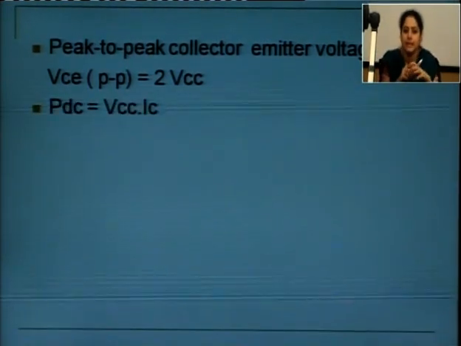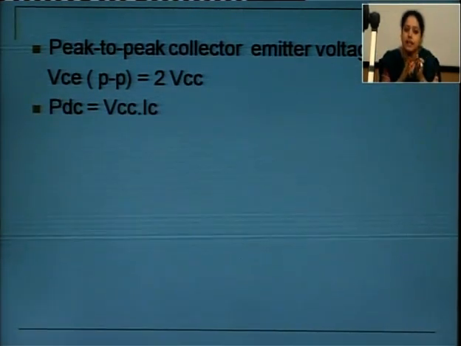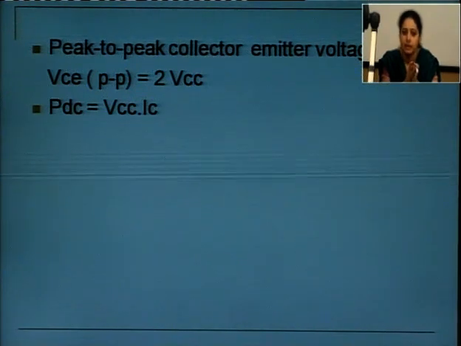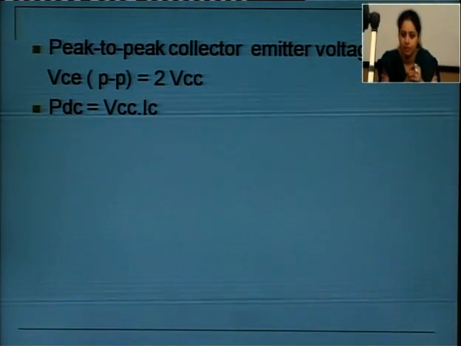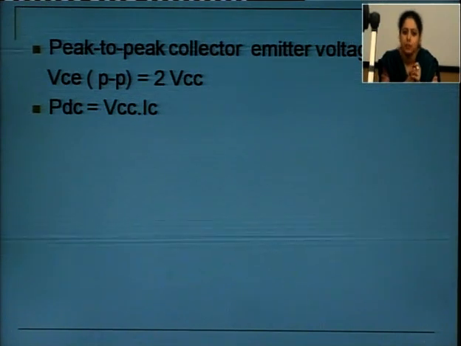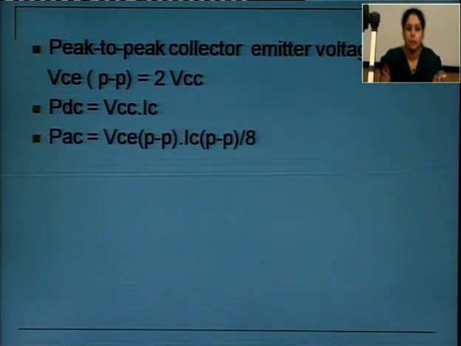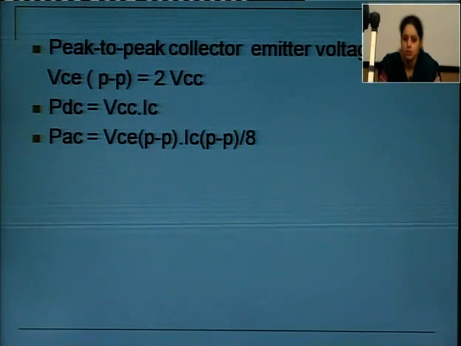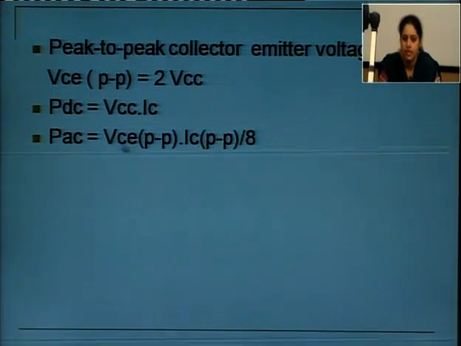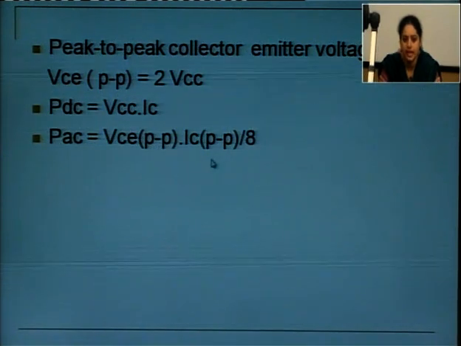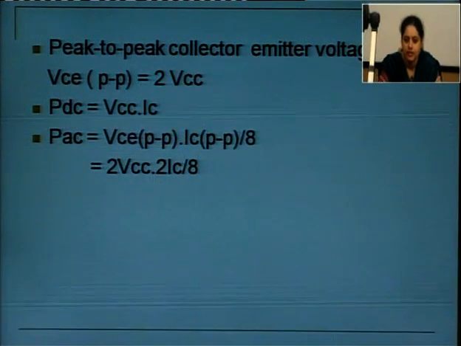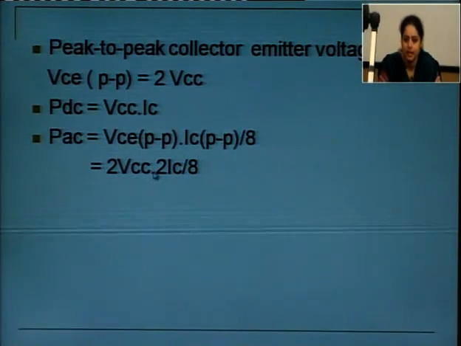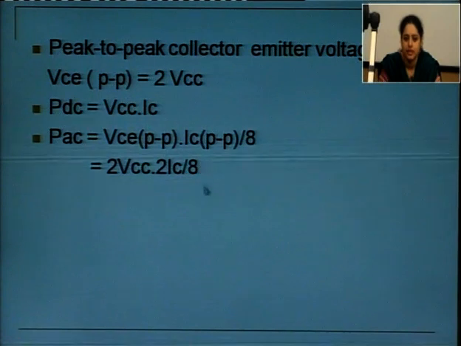Again your PDC, that is the DC power supply, that is the input to your power amplifier circuit. It is VCC into IC. Now PAC is VCE peak to peak into IC peak to peak. We have the values of VCE peak to peak, that is 2 VCC, and IC peak to peak, that is 2 IC. Substituting these values you are having 2 VCC into 2 IC by 8.